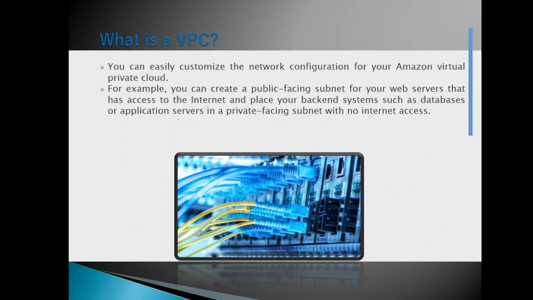You can easily customize the network configuration of your virtual private cloud. For example, you can create a public-facing subnet for your web servers that have access to the internet, and place your backend systems such as database or application server in a private-facing subnet with no internet access. So as I said, we have to understand the public and private.